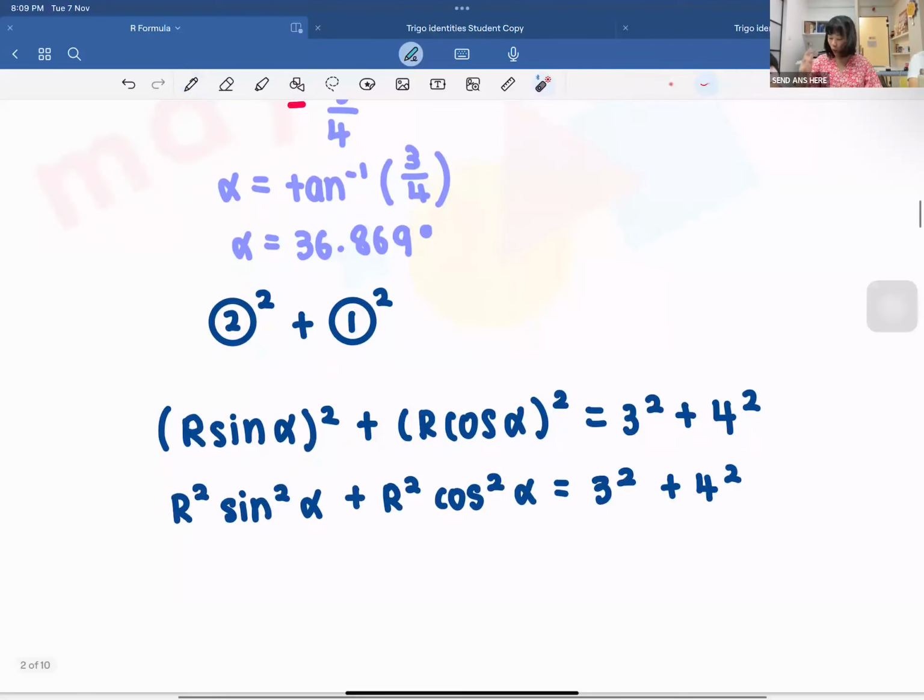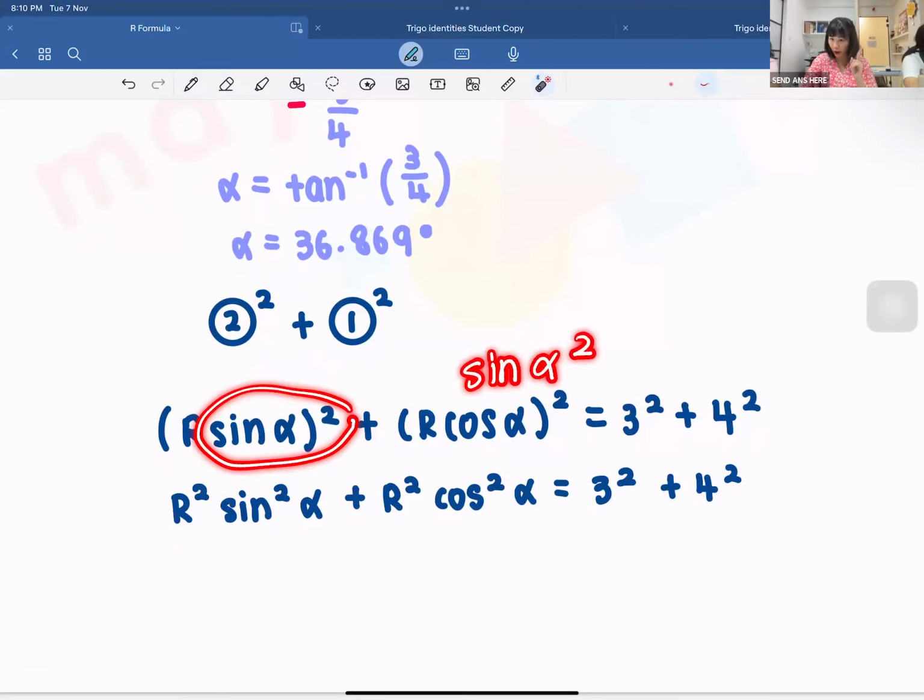Now take note, when you square the sine, do not write sine alpha squared. It's not the angle being squared. Okay, this one you cannot write like this. You have to make sure your square goes to the sine here, sine squared. Okay, that's how you square your trigo.